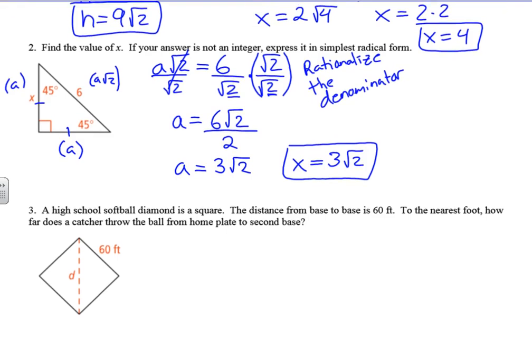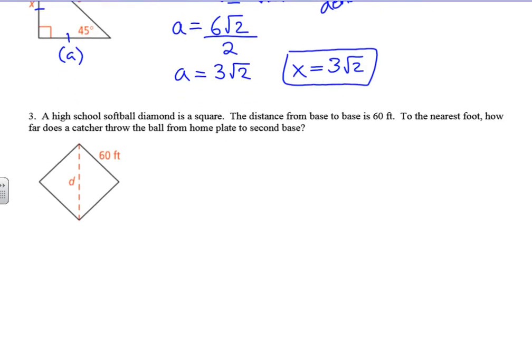Alrighty, so number 3, a high school softball diamond is a square. That's going to be an important thing for us to identify. The distance from base to base is 60 feet. To the nearest foot, how far does a catcher throw the ball from home plate to second base? Okay, so what we need to recognize, well, a square has right angles, and all the sides are the same. So this is an isosceles right triangle, which is a 45, 45, 90 triangle. Got to identify that. That's how these things start to sneak up on us.